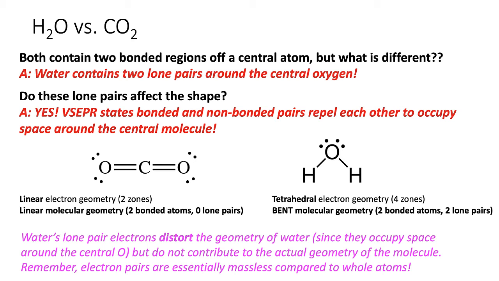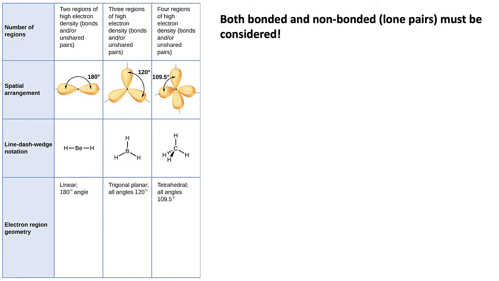And we want to determine the parent structure based on all the electron domains, bonded and non-bonded. So here's a nice little chart that shows us the different electron domains, right? Again, we want to consider both the bonded and the non-bonded. And what we have here is with 2 regions, we have a linear angle. With 3 regions, we have a trigonal planar with 120 degrees of separation.